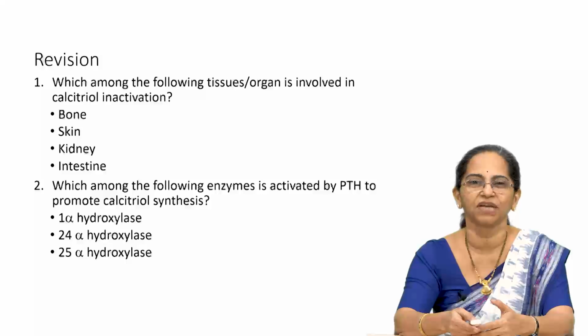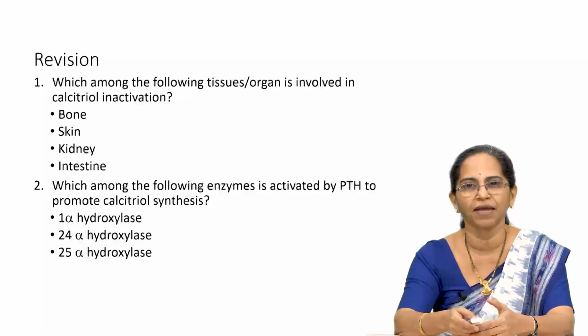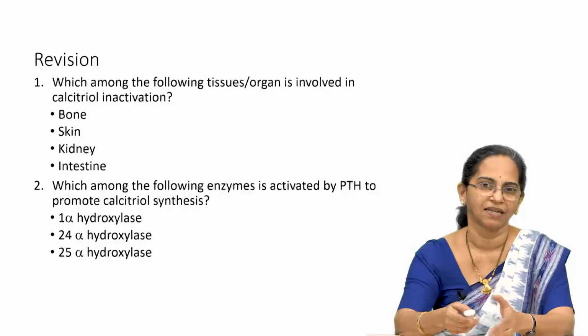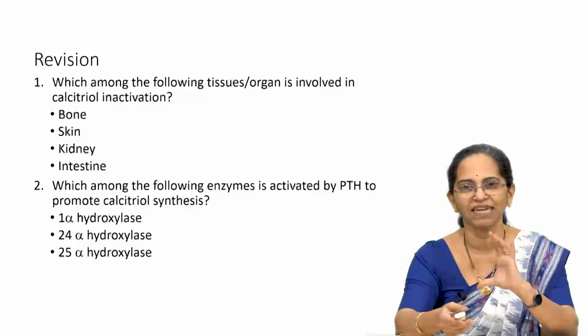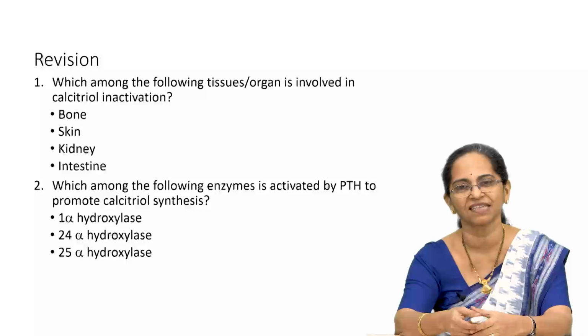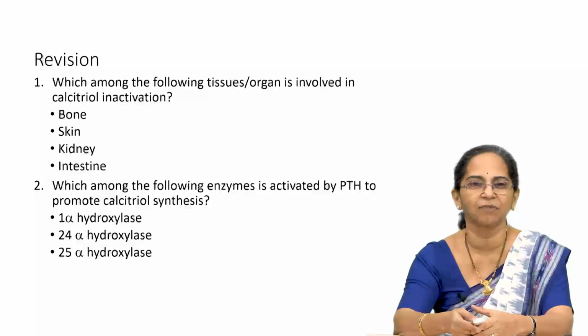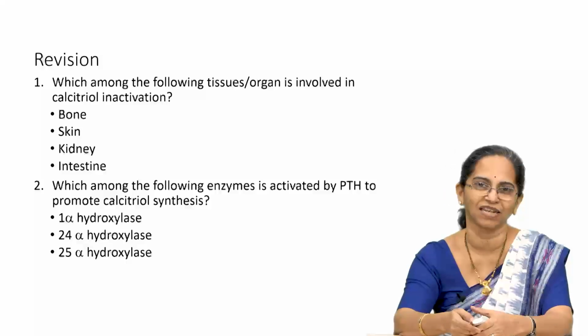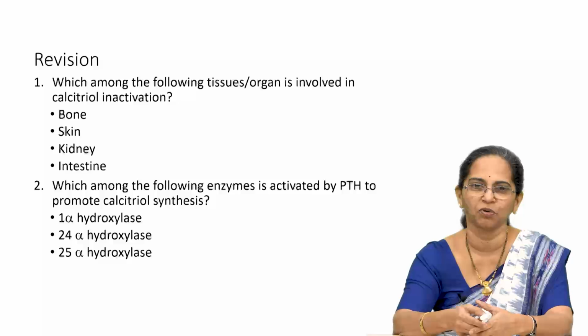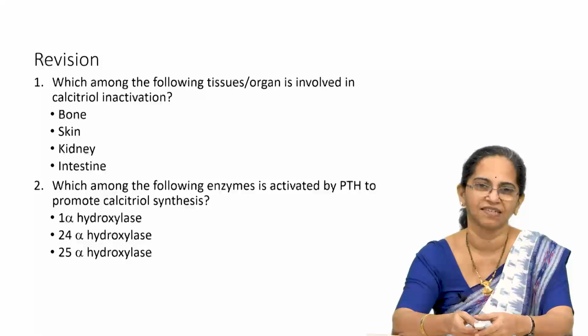What's the second question? Which among the following enzymes is activated by PTH to promote calcitriol synthesis? In that picture where I showed you kidney and the regulation of vitamin D or calcitriol synthesis, I clearly told you there is an enzyme called 1-alpha hydroxylase. So, it is the first option. 1-alpha hydroxylase is the enzyme that is activated by PTH to promote calcitriol synthesis.